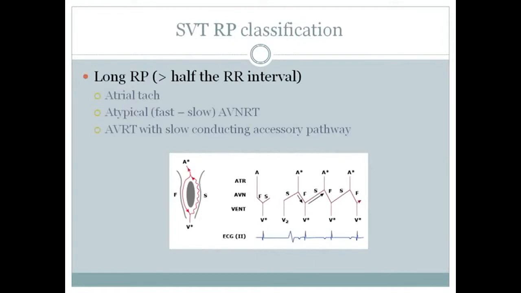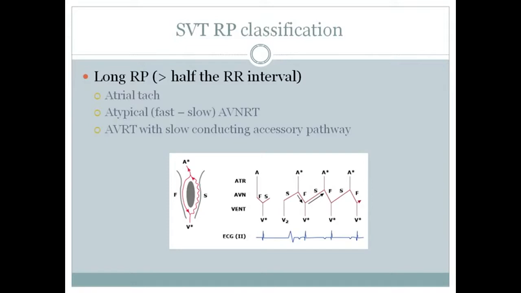Long RP tachycardias, the classic one is atrial tachycardia. It's a normal conduction, so the P wave is going to be just before the QRS. The P wave is activating that QRS. So the classic one will be atrial tachycardia. And to make it interesting, you guys don't need to remember this, but I think it's cool.